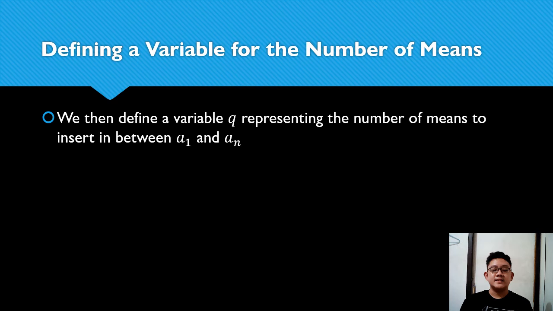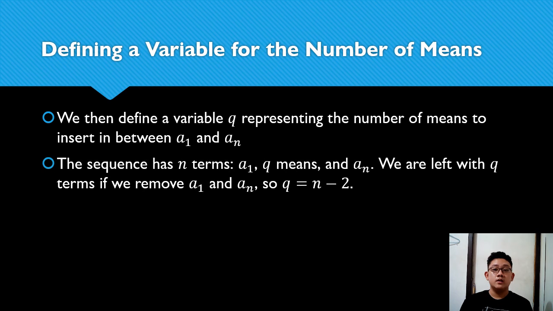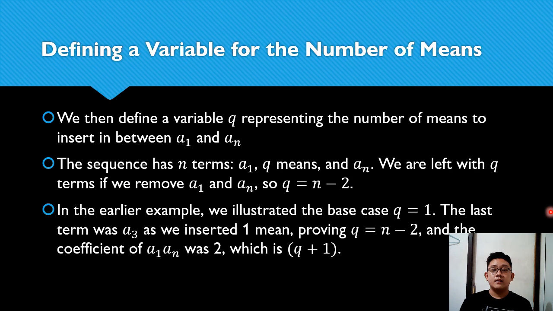Then, still similar logic, define q. The sequence has n terms, left with q if we remove a sub 1 and a sub n. However, the denominator in the arithmetic sequence has now become a numerator and a coefficient. In this case, the coefficient of the product of a sub 1 and a sub n, which was 2 in the earlier example. Since we inserted one mean, q plus 1, 2.